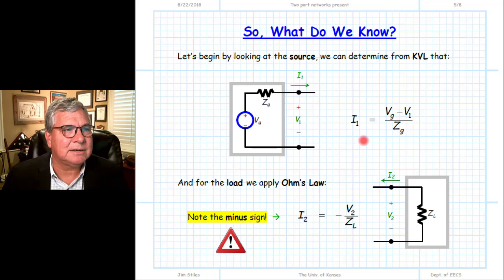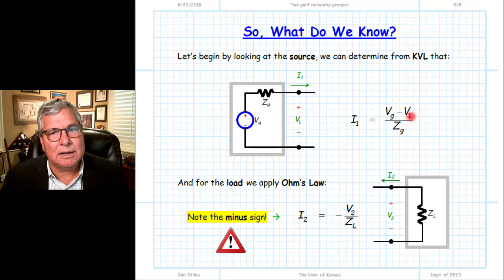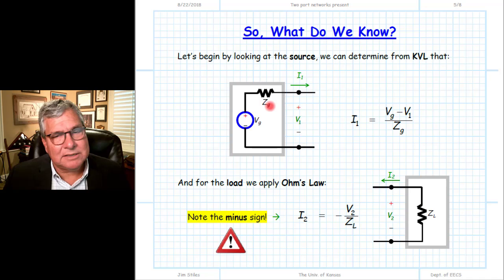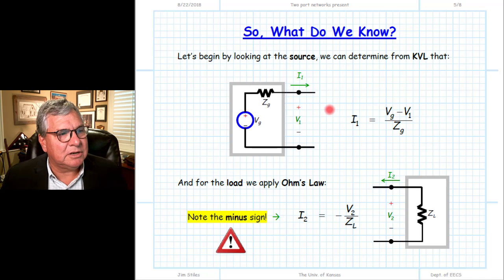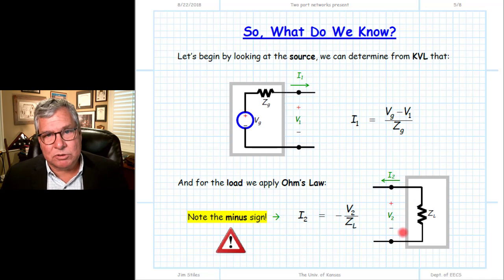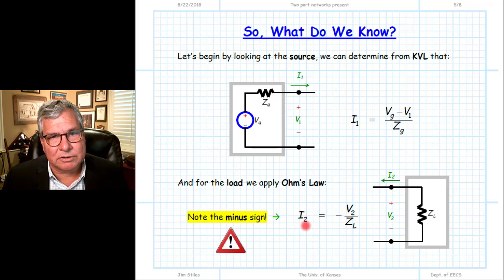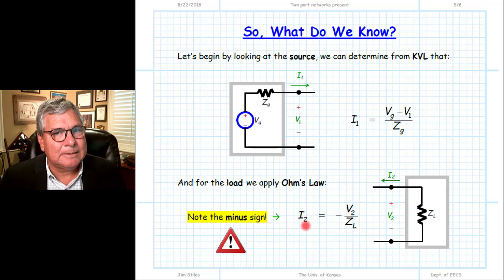Of course, we could rewrite this equation in terms of V1 equal to Vg minus I1 times ZG. Same equation, just rearranged, and so we could use it either way. Similar to Ohm's law, we can write Ohm's law in terms of current, or we can write it in terms of voltage. Current is voltage divided by impedance, or voltage is current times impedance. In this case, we'll write it in terms of I2.